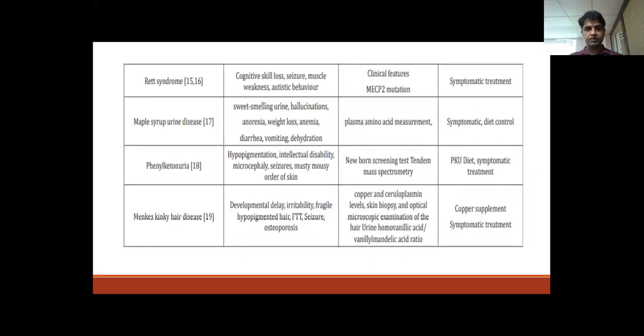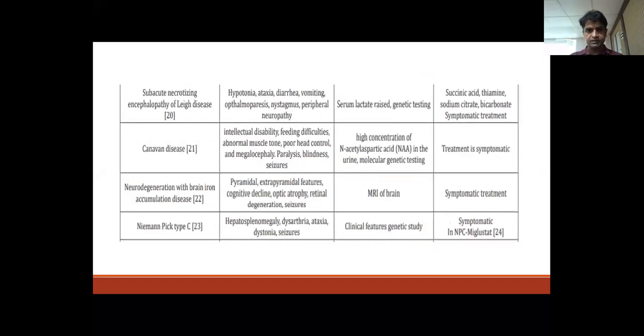Rett's, we covered that. Maple syrup urine disease: characteristic sweet-smelling urine, hallucinations, weight loss, etc. Phenylketonuria: they have hypopigmentation, so very hypopigmented hair, skin, etc., intellectual disability, microcephaly. Then Menkes, I mentioned the hair, that is a key part. And Leigh, you have ophthalmoparesis, nystagmus. Mitochondrial disorders usually have multi-system involvement. Peripheral neuropathy is also seen as part of it: CNS, other organ systems, peripheral nervous system.